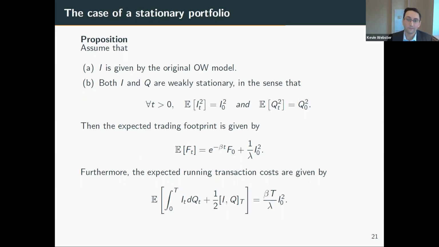In addition to that, because I'm in the stationary limit, I can talk about the running transaction costs in this stationary limit. And I find that these running transaction costs are proportional to the trading footprint, and the proportionality depends on the time scale of the impact model. This is a very practical result because most traders and portfolio managers have a pretty good idea of what their running transaction costs are.